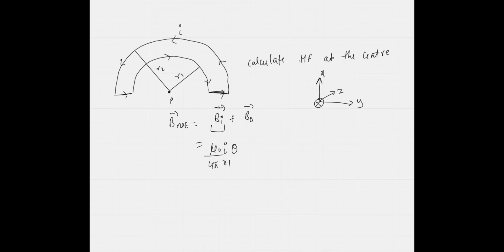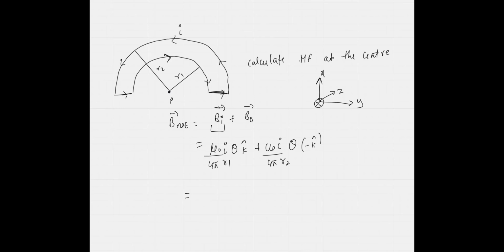Due to the outer one, what is the value of current? That is inside. It is going inside. Due to the inner circle, the magnetic field is inside. So you can call this as z, which is k direction, plus mu naught I divided by 4 pi r2 theta. What is the direction? Outside. So minus of k. Okay.